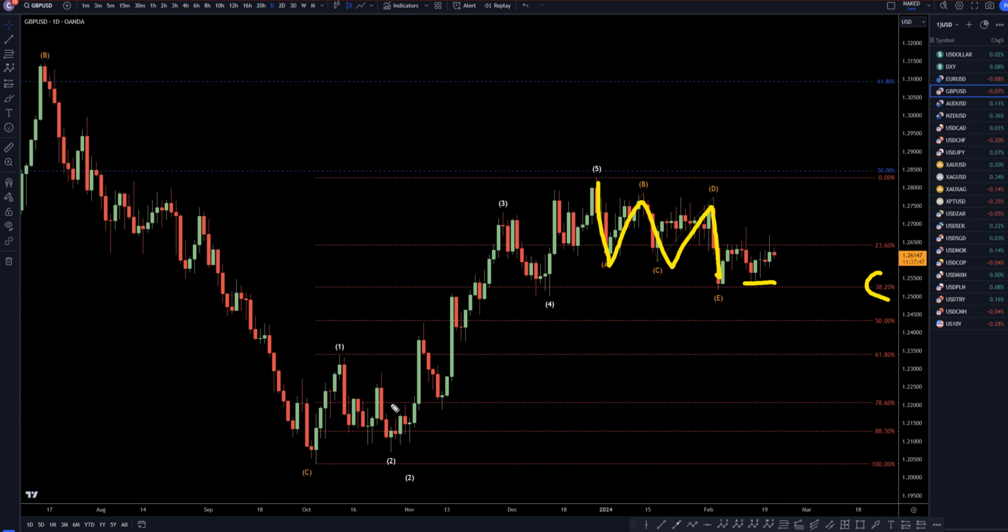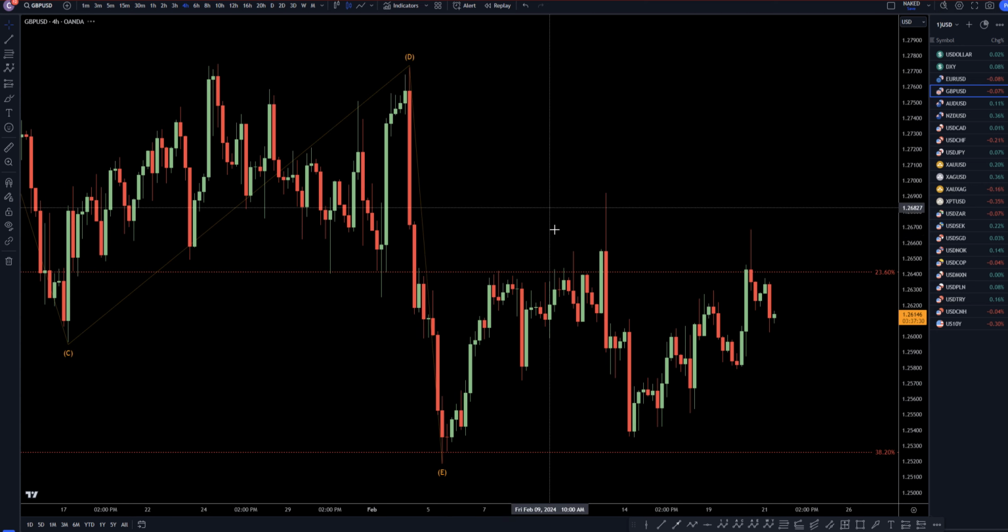But I'm still looking at this five-wave pattern to the upside as a possible one. This ABCDE is a possible wave two, and I think there's a pretty good chance that over the coming weeks and months, this is going to continue to make higher highs, higher lows in a wave three. So taking that down to the 4 hour time frame.